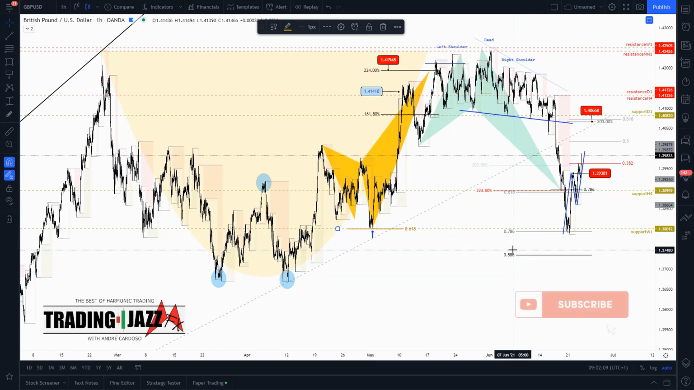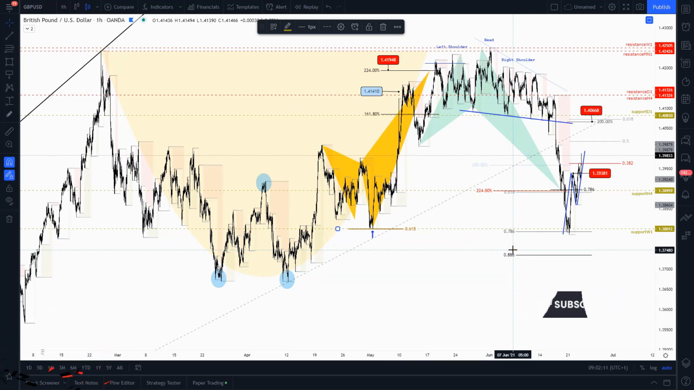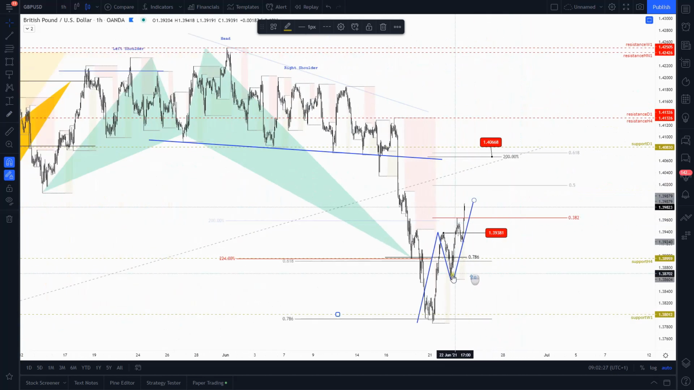For today I want to share with you some of the charts that I used to share with you, or at least I want to try to update some of those that I shared with you before. And let's start with the cable. The cable has printed a bullish sharp pattern. This most recently a 224% Fibonacci extension.